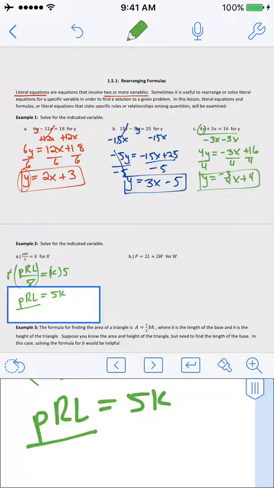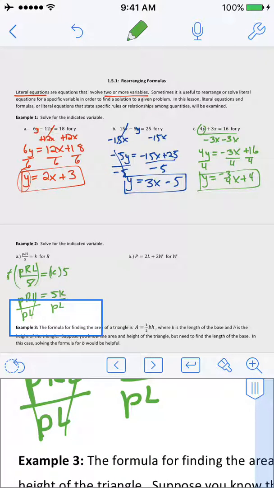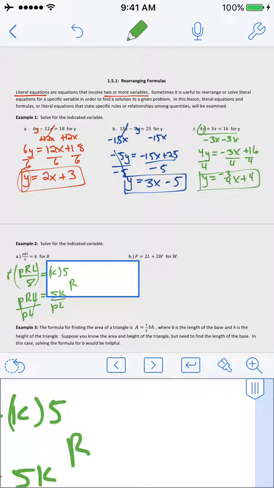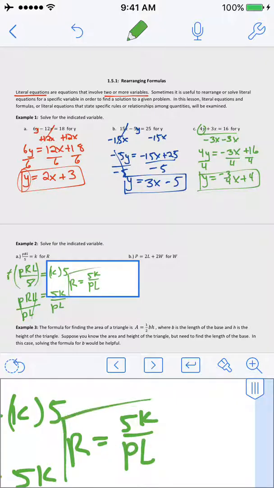Now I can divide by the two things being multiplied. I can do it in one step like I am now, or I can do it in 2 steps. I could divide by P, and then I could divide by L, but if I want to save some time, I can divide by both at the same time. I'm left with R is equal to 5K over PL. I have solved for the indicated variable. Cool.